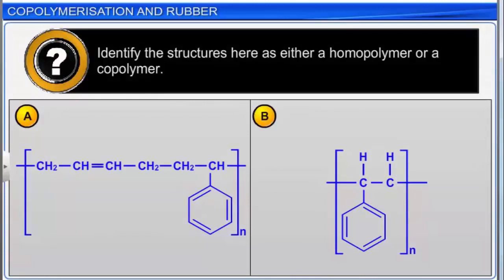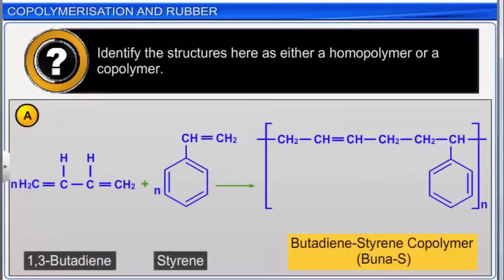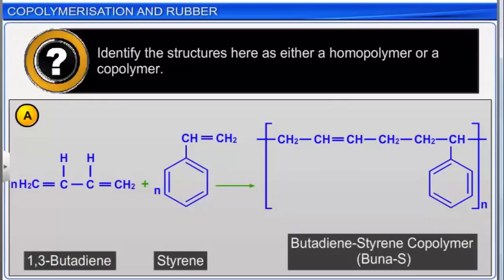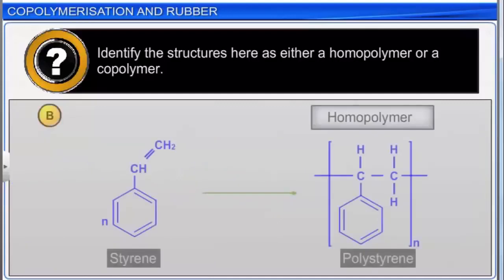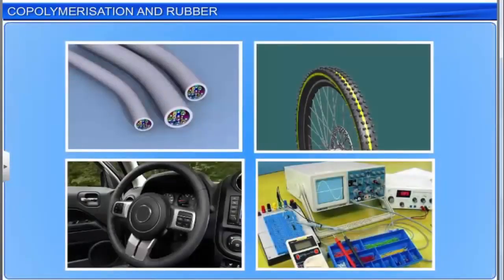Identify the structures here as either a homopolymer or a copolymer. Structure A is a butadiene-styrene copolymer, BUNA-S. The monomers used are 1,3-butadiene and styrene. Structure B is a homopolymer, polystyrene. It is made from styrene monomers. Let us now understand how the properties of a copolymer differ from that of a homopolymer with a suitable example.